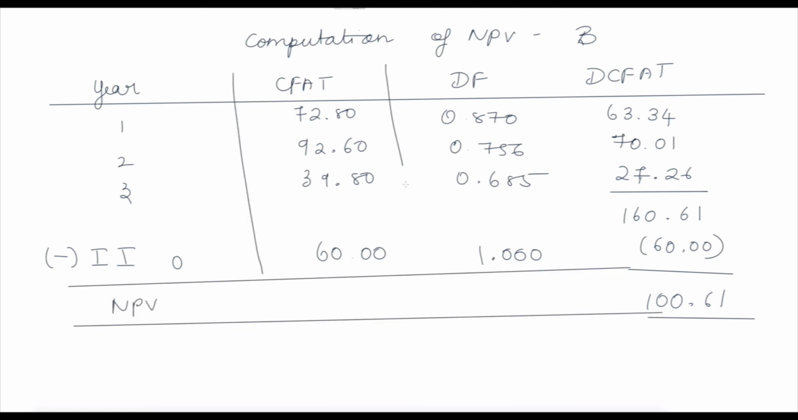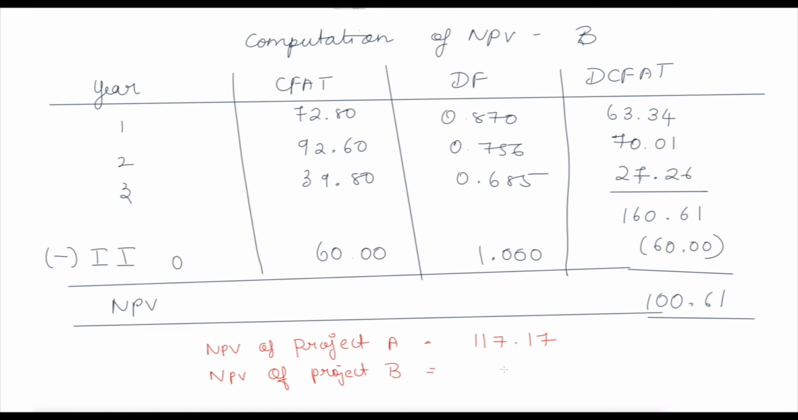So here, since project A and project B are mutually exclusive projects, you can choose either project A or project B. You cannot choose both the projects. So net present value of project A is nothing but 117.17 lakhs. Net present value of project B is nothing but 100.61 lakhs. So in this case, you will be choosing the project with the higher net present value, that is the higher benefit. Which project is providing you with the higher benefit? Project A. So we are going for project A.